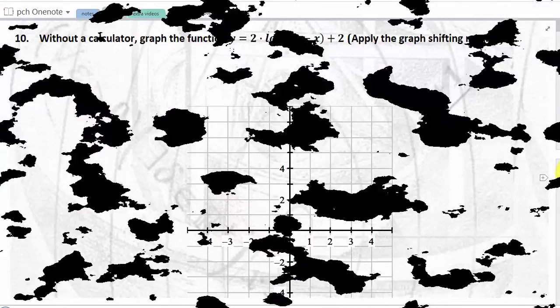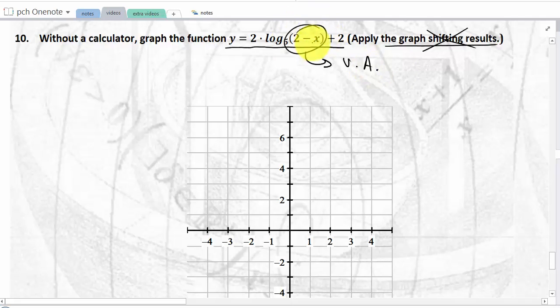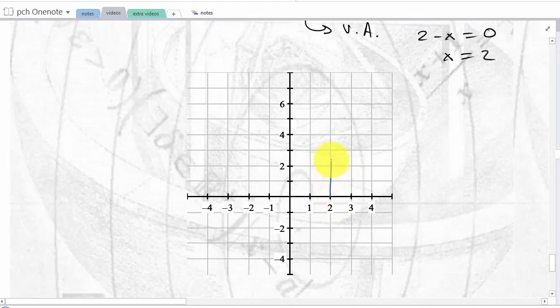Okay, one more problem and we're done. Follow me. Here we go. I want to precisely graph this function. I'm telling you to apply the graph shifting result, but actually I am not going to, okay? So first, I'm going to grab my vertical asymptote. It's always at the edge of the domain, okay? So if you make this equal to 0, you're going to get your vertical asymptote. So x equals 2 is the vertical asymptote. So let's go. x equals 2, vertical asymptote right here.